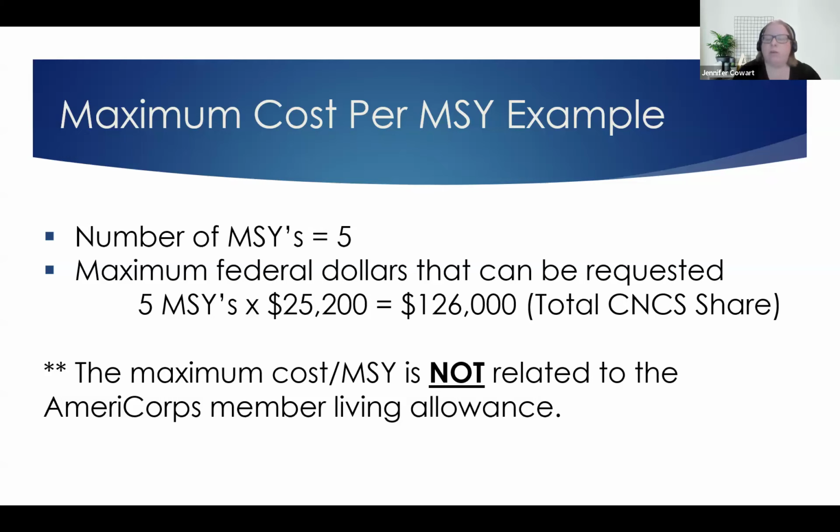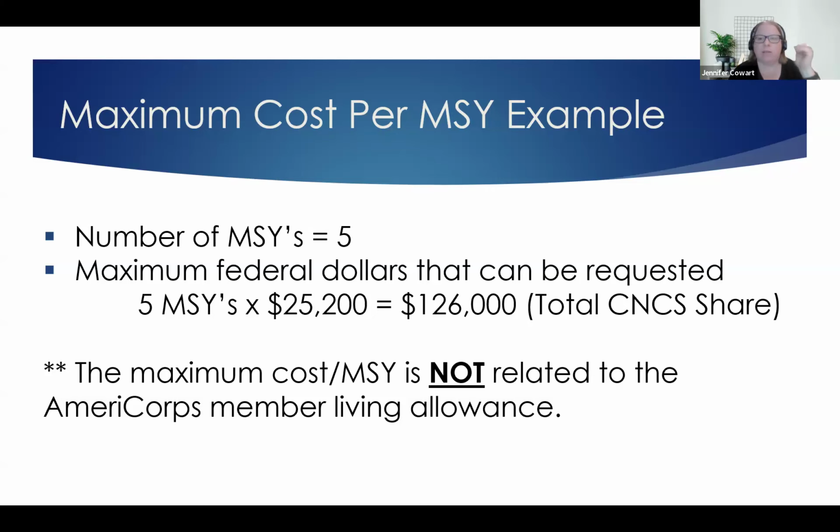So let's say you request 5 MSYs. We know that's below the minimum for 10 that Serve Washington has, but this is just an example. 5 MSYs times $25,200 equals 126,000. So that's the total amount of federal dollars that you can request. It's important to understand that your maximum cost per MSY is not related to your AmeriCorps living allowance. They are two separate things.